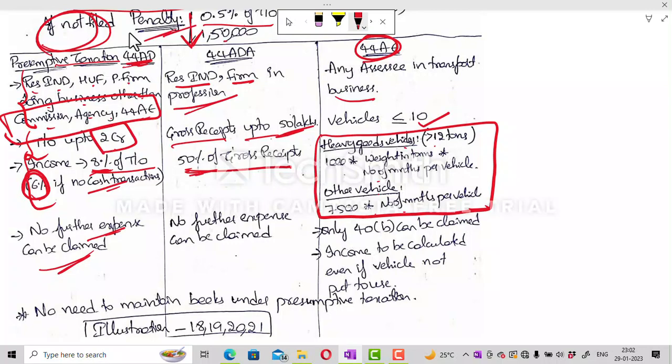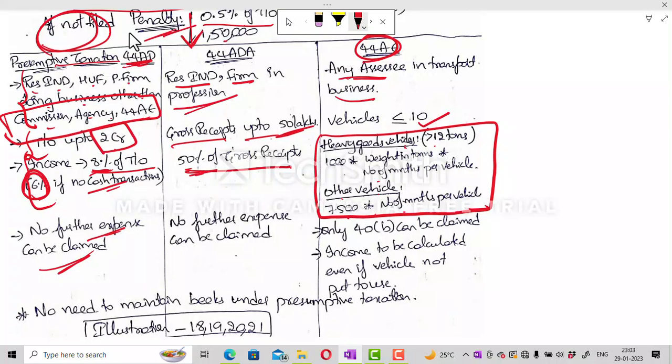Then it is considered a heavy goods vehicle, and for that heavy goods vehicle, the number of tons that the vehicle weighs into 1000 into the number of months per vehicle, meaning the number of months they have used that vehicle. And for any other vehicle, if it is not a heavy goods vehicle, then 7500 into the number of months per vehicle. See, we have an example for this, we will do that. Don't get confused and remember this properly.